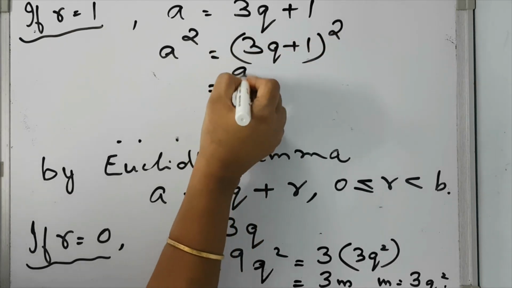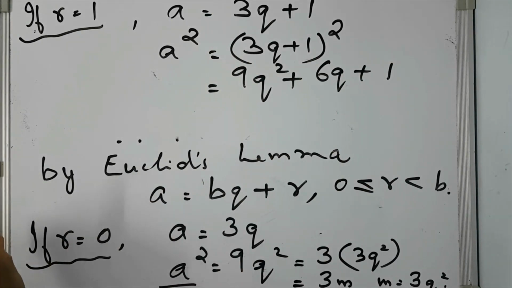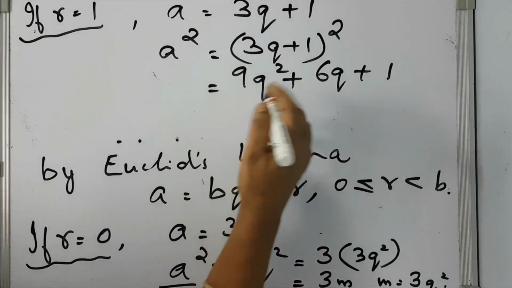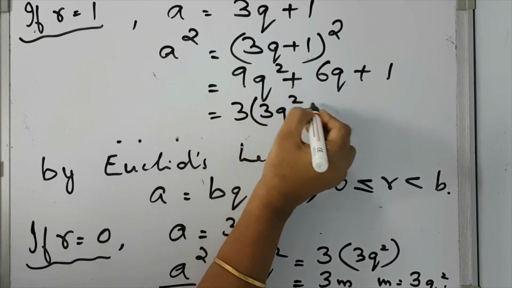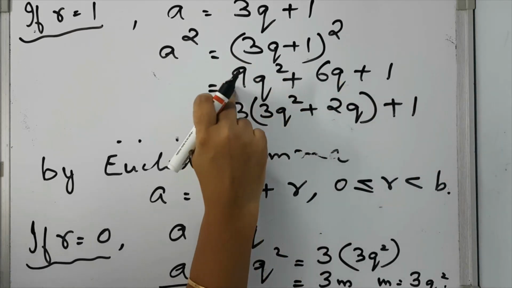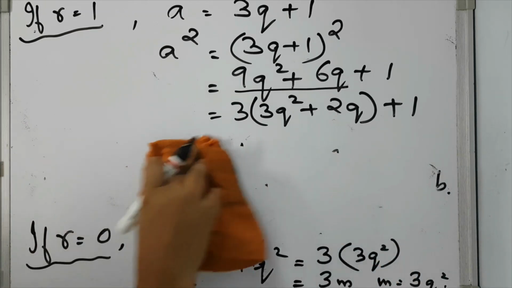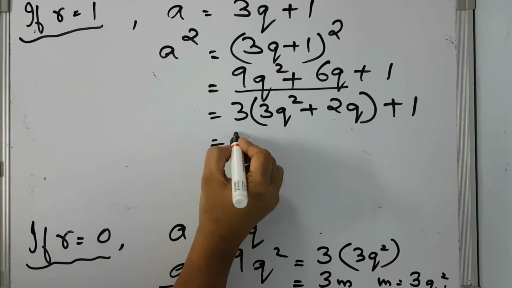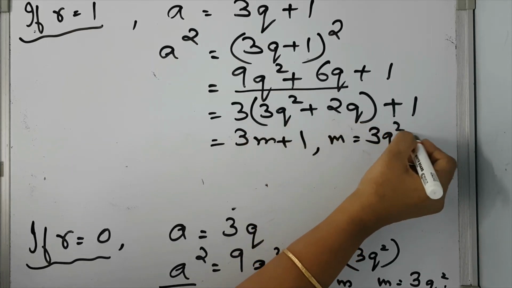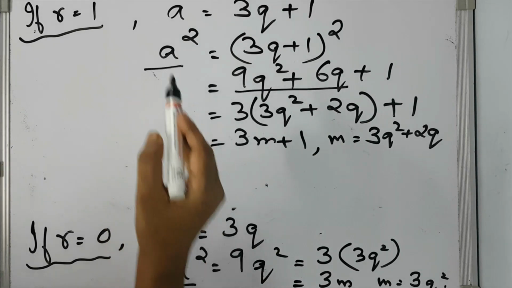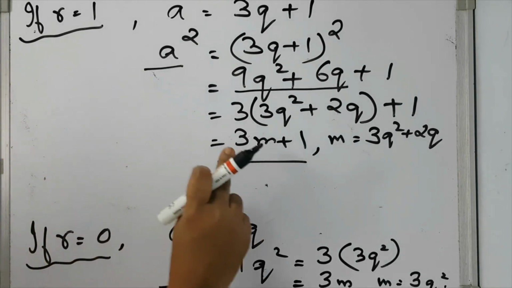You know (a plus b) the whole square, which gives 9q square, plus 2ab which is 6q, plus 1. This is of the form either 3m or 3m plus 1. Can I take 3 outside from the first two terms? It will clearly come 3 times (3q square plus 2q) plus 1. I am taking 3 common from the first two terms, so I am getting 3m plus 1, where m is equal to what is in the bracket, 3q square plus 2q. So it has happened, this number a square is of the form 3m plus 1. So if r is 0, it's of the form 3m. If r is 1, it's of the form 3m plus 1.